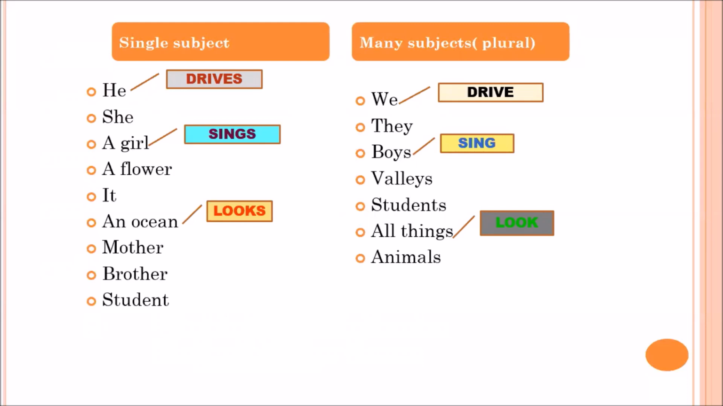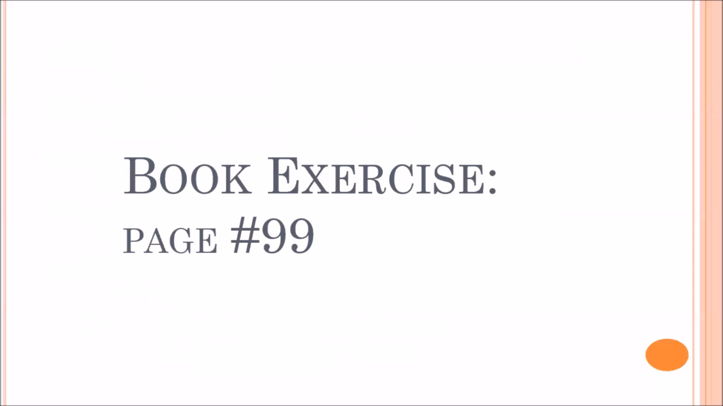Students, I hope you have developed a very good understanding about the use of S and ES in the verb spelling in simple present tense. That's very good. Now we'll move on to the book exercise from the book Grammar and Usage. It's on page 99. Hope you all have your books open in front of you.